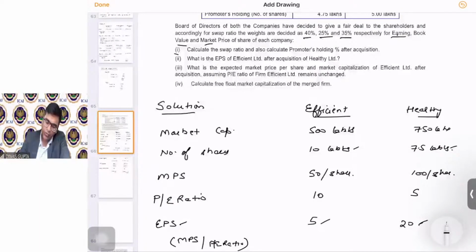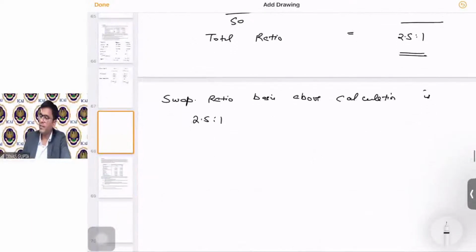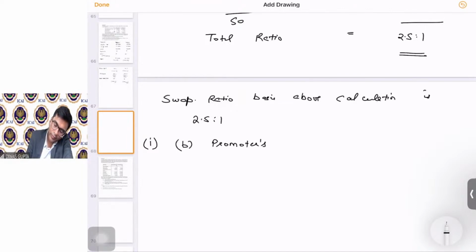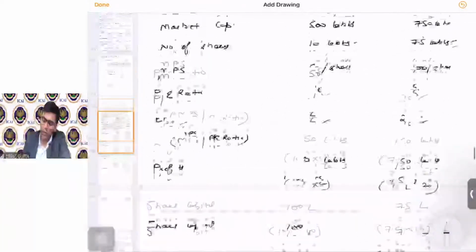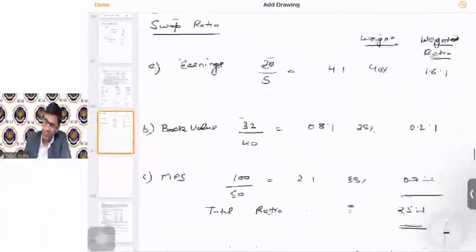So now the first part is done. Now the second part is also to calculate the promoter's holding percentage after acquisition. Within this, sub part B is the promoter's holding. So how can we calculate the promoter's holding, students? For Efficient Limited, we will take it as is. For Healthy Limited, we will multiply with the swap ratio. Correct?